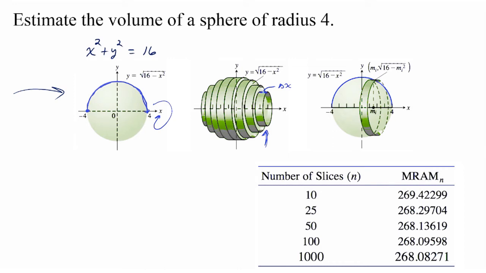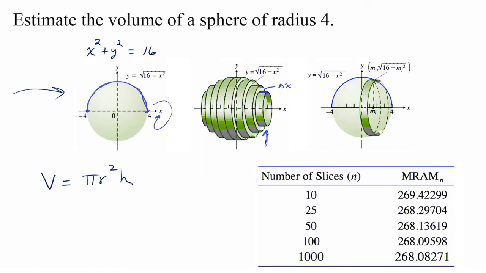Just like we did last time, we approximated the area by adding up areas of a bunch of rectangles. We will now approximate volume by adding up the volume of a bunch of cylinders or discs. In this case, we're dealing with cylinders, so let's start with the volume formula for a cylinder. Volume of a cylinder would be pi r squared h.